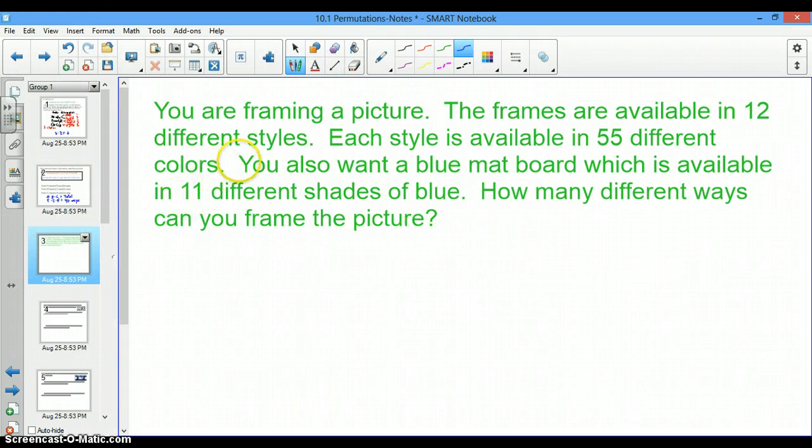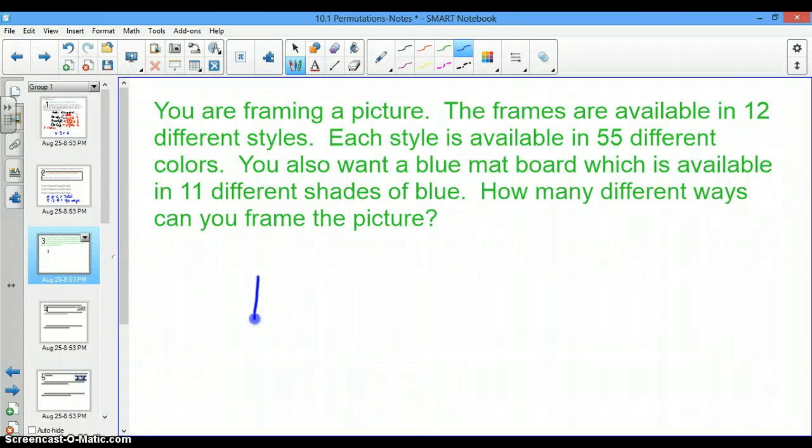This next example says you are framing a picture. The frames are available in 12 different styles. Each style, though, is available in 55 different colors. Now you also want a blue mat board, which is available in 11 different shades of blue. How many different ways can you frame the picture? Now this is a problem where that tree diagram would not be the best way to go, because I would not want to have to put out 12 different styles, then 55 different arrows off of those, and then 11 off of those. So here's where we would use the fundamental counting principle by multiplying all of our possible options.